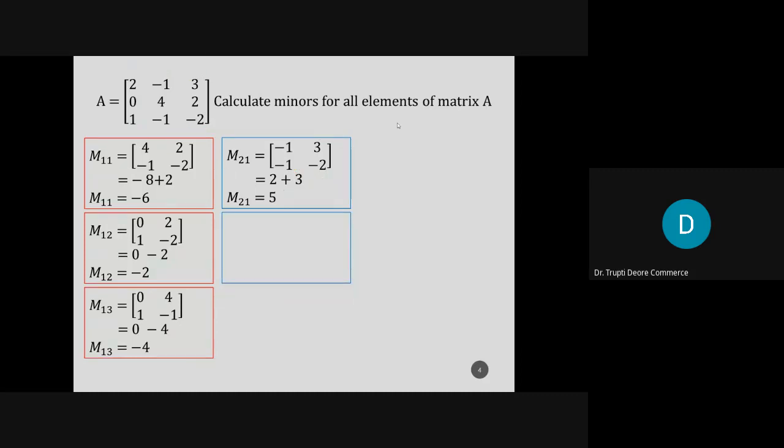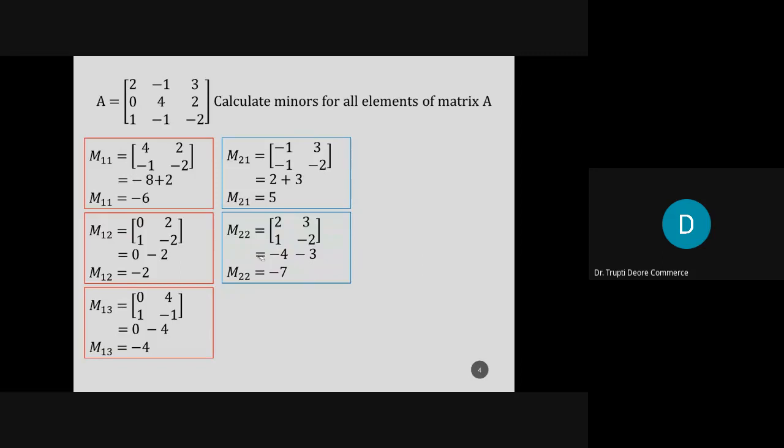Then next one is M22, that is second row, second column. So you will cancel this column and this row. The remaining elements are 2, 3 and 1, minus 2. You will calculate the determinant. So 2 into minus 2 is minus 4, and minus 3 into 1 is minus 3. So minus 4 minus 3 becomes minus 7. So that is the minor of the second row, second column element.